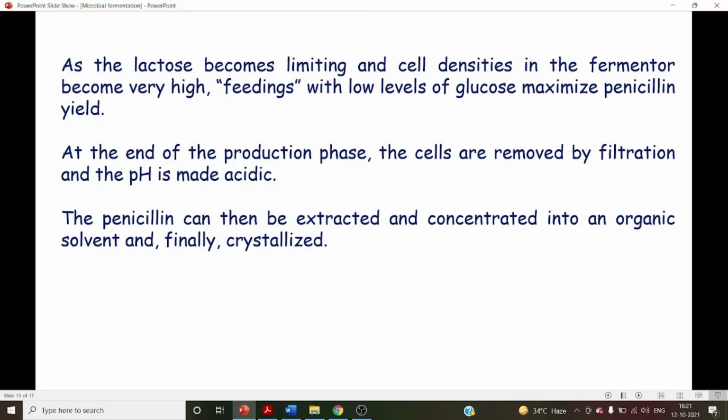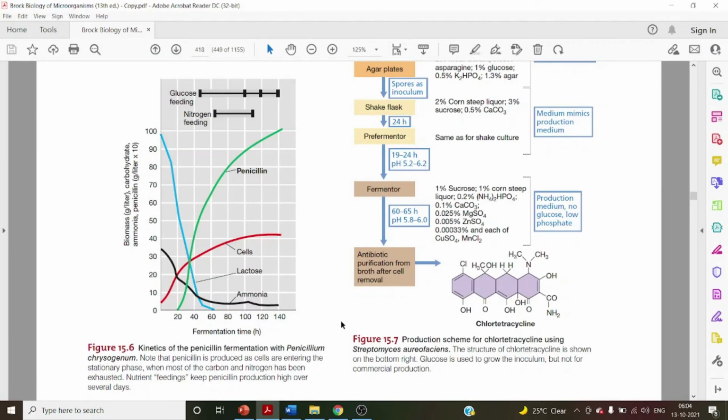Let us have a look at the figure once. Now let us have a look at the kinetics of the penicillin fermentation with Penicillium chrysogenum. This figure shows the kinetics. So on the y-axis there is biomass, concentration of carbohydrates, ammonia and penicillin. On the x-axis there is fermentation time. In total the fermentation process takes more than 5 days. It is 140 hours, that is more than 5 days.